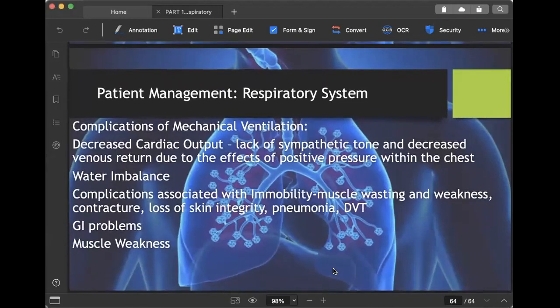So, on the next part of our discussion, we will be discussing the common respiratory problems that we're going to encounter in our hospitals. That's it for now. I'll see you again next time.